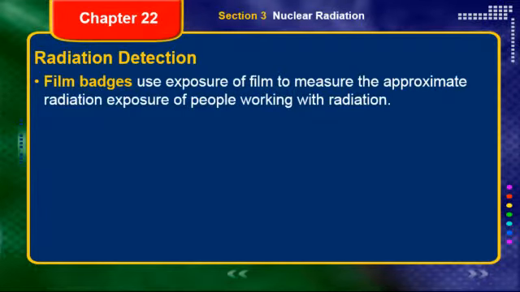Moving on to the devices used for radiation detection. The first one we're going to talk about are film badges. If we expose this film to open air or a particular area, we can measure the approximate radiation exposure of people working with that radiation. So this is a very common way for people working under radiation exposure for whatever reason. It's a way for them to double check the amount of radiation that they're being exposed to at any particular time.